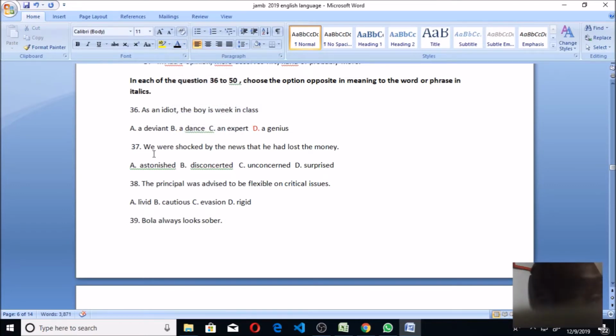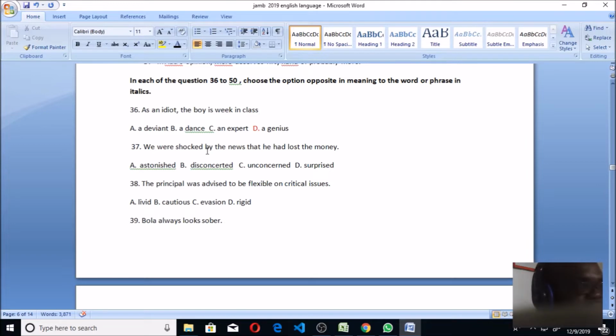Now let's look at the second question. We were shocked by the news that he had lost the money. So the word we are looking at here is shocked. So what is the opposite to shocked? Now shocked simply means a sudden, upsetting or surprising event or experience. When somebody is surprised at something, when the news is very upsetting. So which of these words is the opposite? Now we have A, astonished; B, disconcerted; C, unconcerned; D, surprised. So which is the opposite?